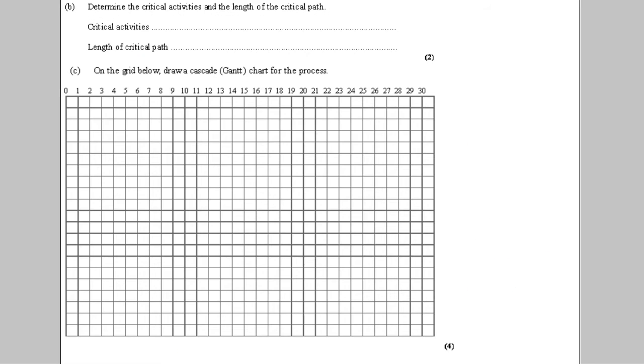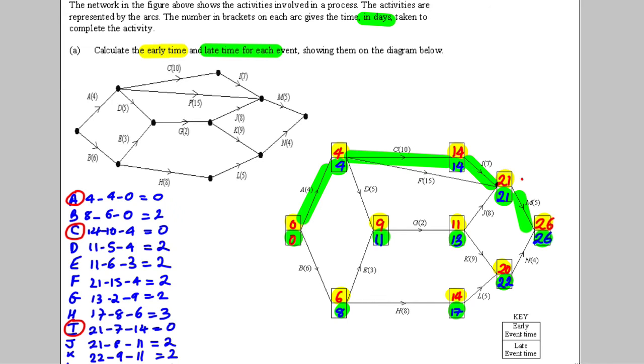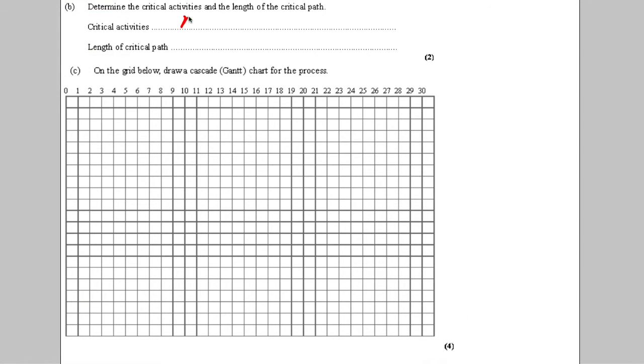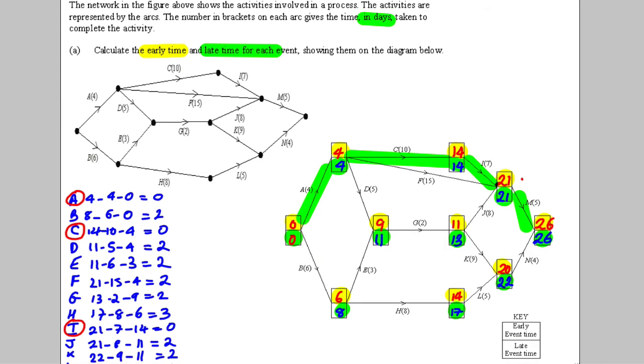So going along here, what are the critical activities? Well, they're A, C, I, and M. So we would write in here A, C, I, and M. And the length of those critical activities is 26.